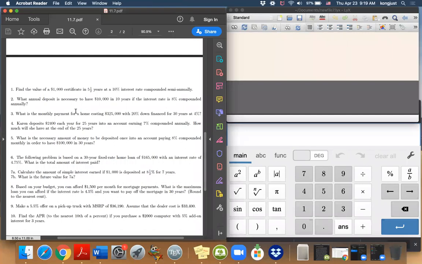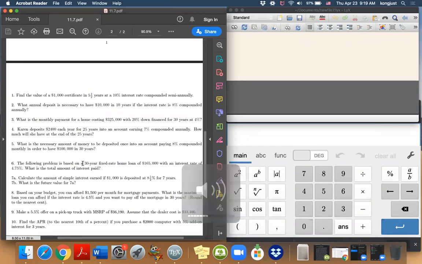So let's start with number 1. Just find the value of a $1,000 certificate in 5.5 years at a 10% interest rate, compounded semi-annually. So which one do you guys think that is? Just look it up. Look it up.